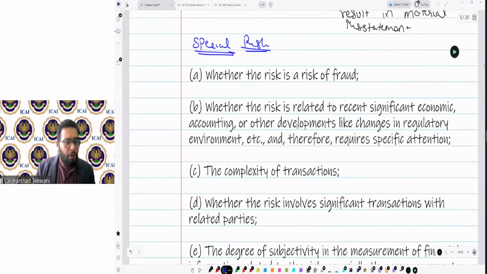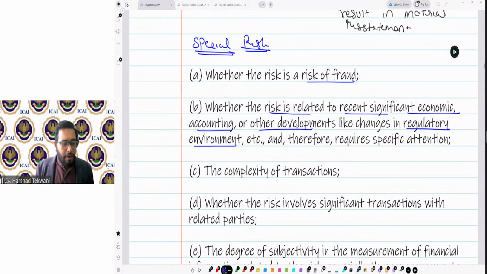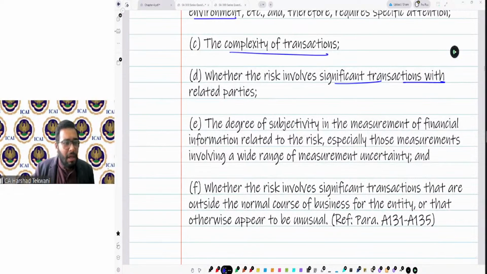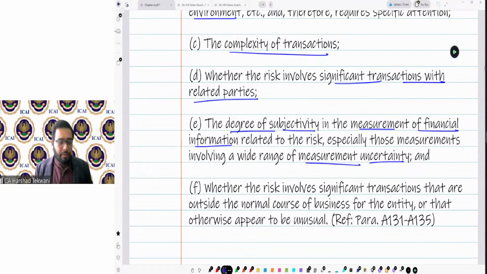One, risk of fraud is a special risk. Second, risk related to recent significant economic, accounting, and other developments, like changes in the regulatory environment. Risk of complexity of transactions. Risk involving significant transactions with related parties. Degree of subjectivity in measurement of financial information, measurement uncertainty, like estimation. Risk involving significant transactions outside the normal course of business. So these are some specific risks which require specific consideration from the side of the auditor.